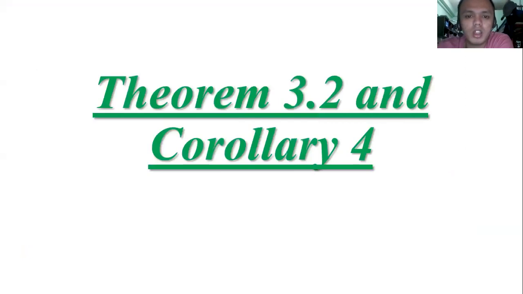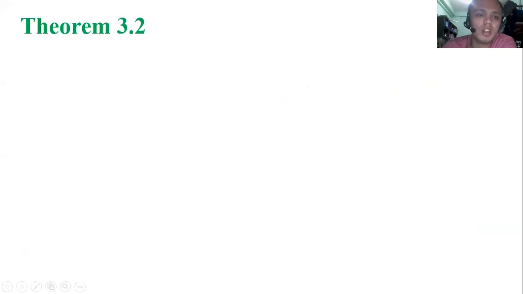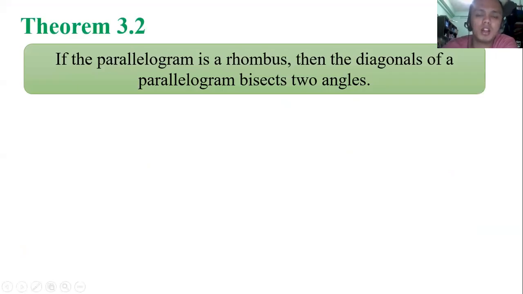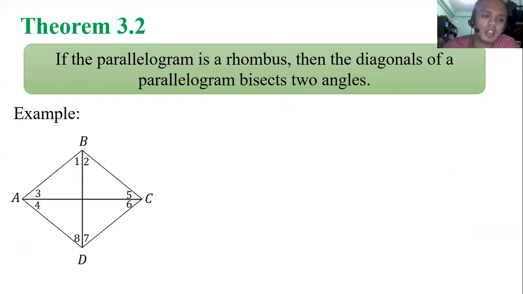So today we will discuss Theorem 3.2 and Corollary 4. In Theorem 3.2, if the parallelogram is a rhombus, then the diagonals of a parallelogram bisect two angles. Here, example number one.